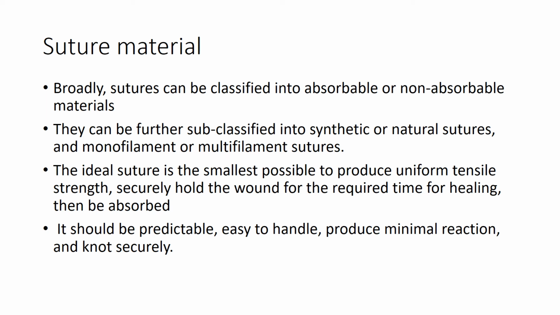Broadly, suture material can be classified into absorbable or non-absorbable material. They can be further subclassified into synthetic or natural sutures and monofilament or multifilament sutures. The ideal suture is the smallest possible to produce uniform tensile strength, securely hold the wound for the required time for healing, then be absorbed. It should be predictable, easy to handle, produce minimal reaction, and have knot security.